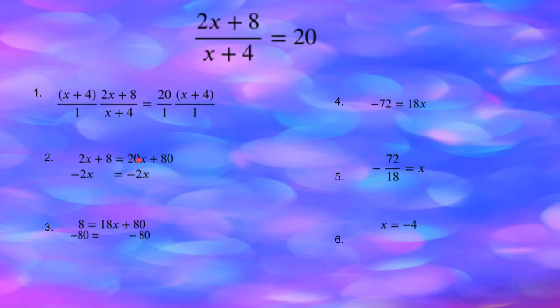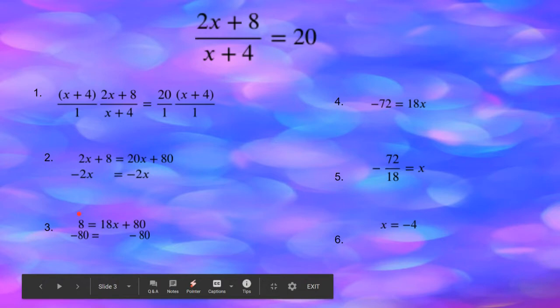So you would do 20x minus 2x on this side, which should get you to 18x. And since this side cancels it out, you're left with 0 plus 8, which is just 8.